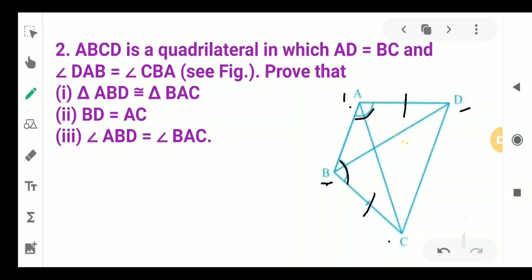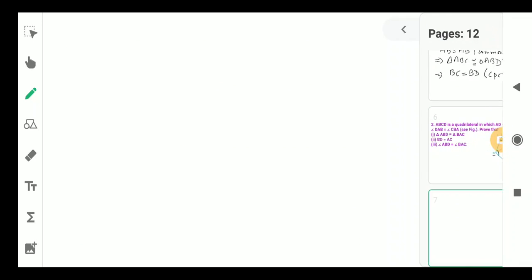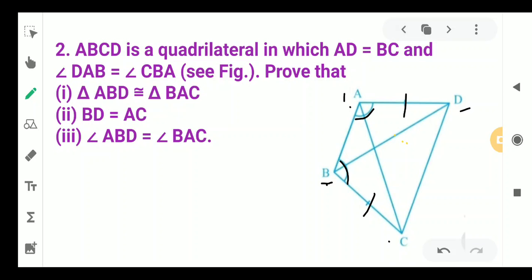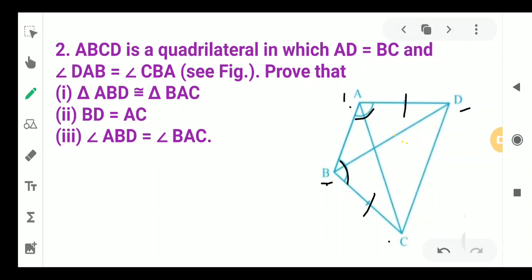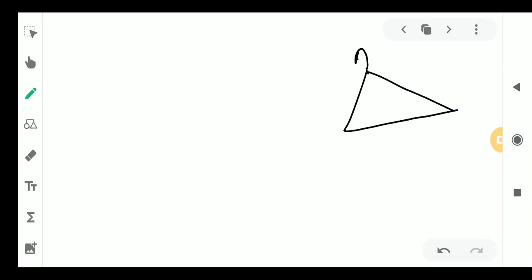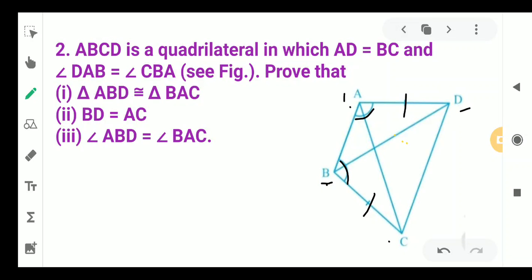So first of all, we separate these two triangles in the figure. Let me make a separate figure for them. So first of all, ABD. This we have taken out. So ADB this way, and second triangle is ABC.